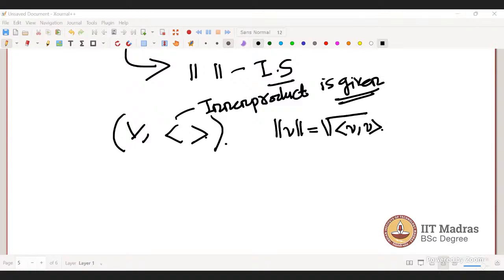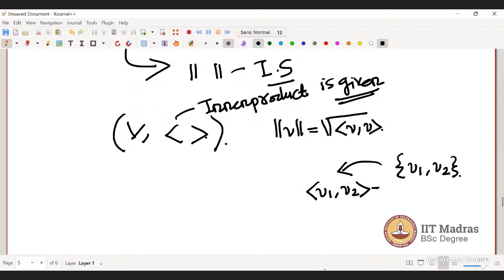No, sir, that wasn't what I was saying. There are two conditions. First, write a set V1 and V2. We claim this set is orthonormal if the inner product of V1 with V2 is equal to 0, and, as defined in the lecture, the norm of Vi equals 1.